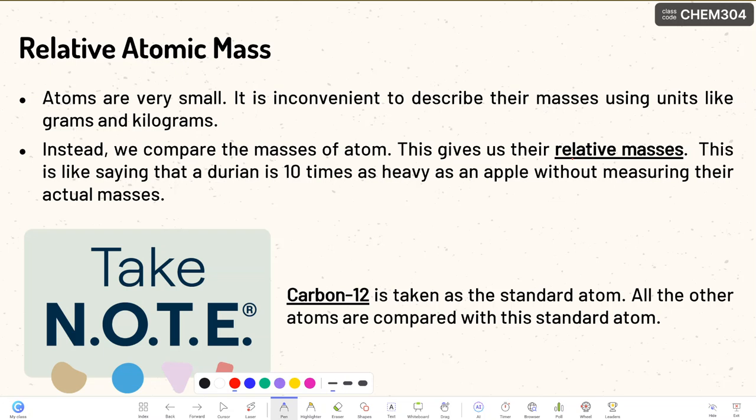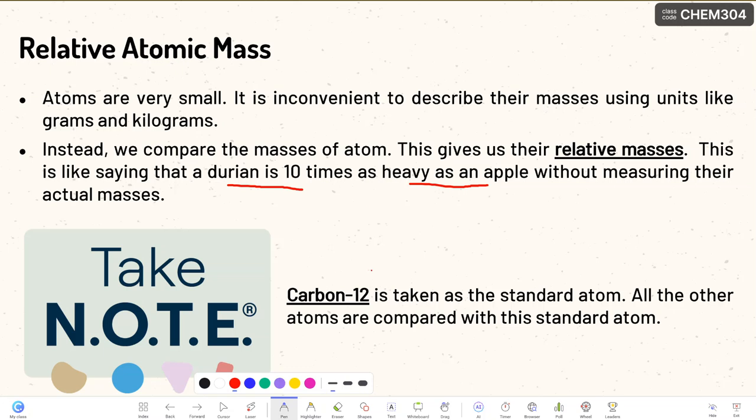So in order to compare, you always want to find out what is the smallest mass of all, and then the rest will be how many times greater than the smallest mass. So for example, we compare durian, which is 10 times as heavy as an apple. That's assuming that apple is the smallest unit. If we assign apple to be 1, and durian is 10 times as heavy as apple, we say durian has a relative mass of 10 compared to the apple.